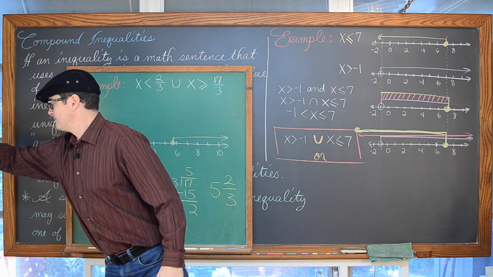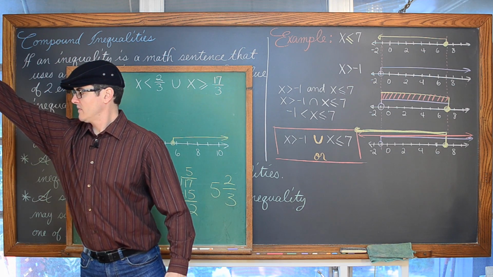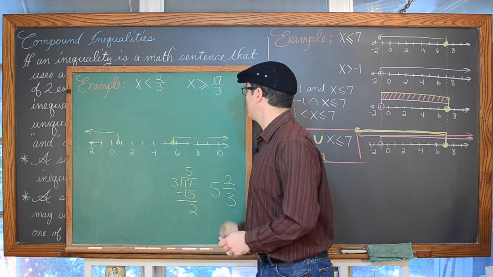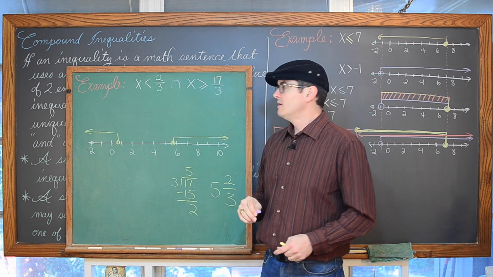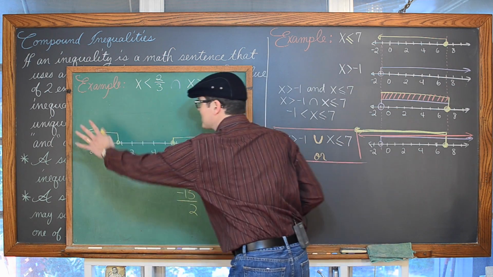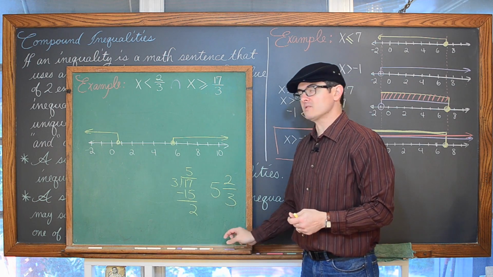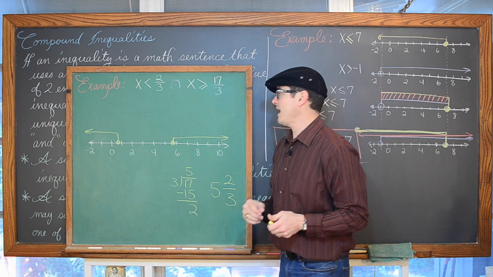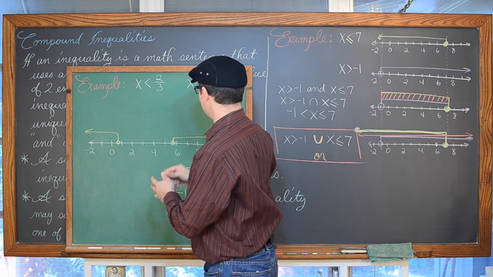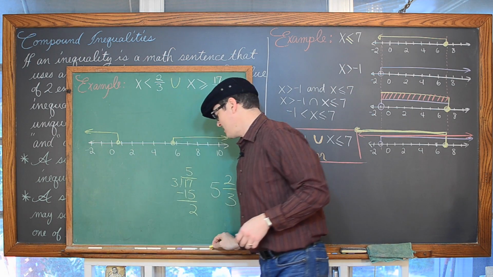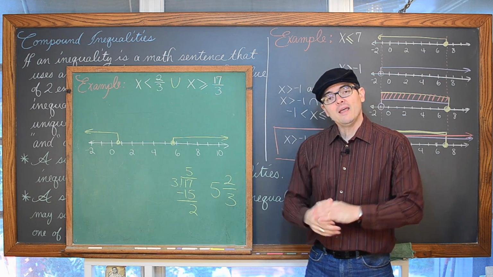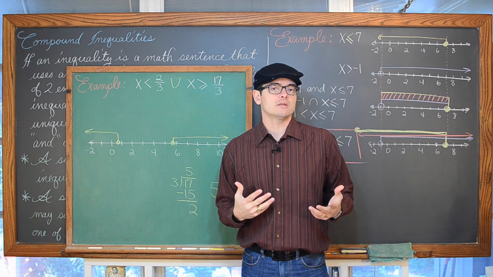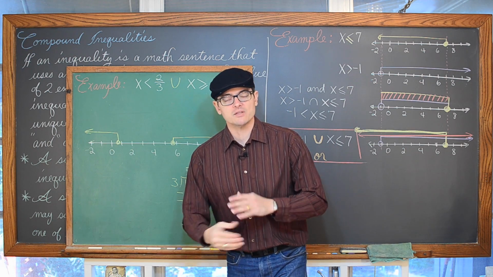Now, if I temporarily replace it with and, I would have to erase all the shading because there's no overlap in this graph. So there would be no solution to this inequality with the word and. But that's why I wrote it with the symbol representing or. And that is the definition of or compound inequalities and how you graph them on a number line. Now let's do the reverse.